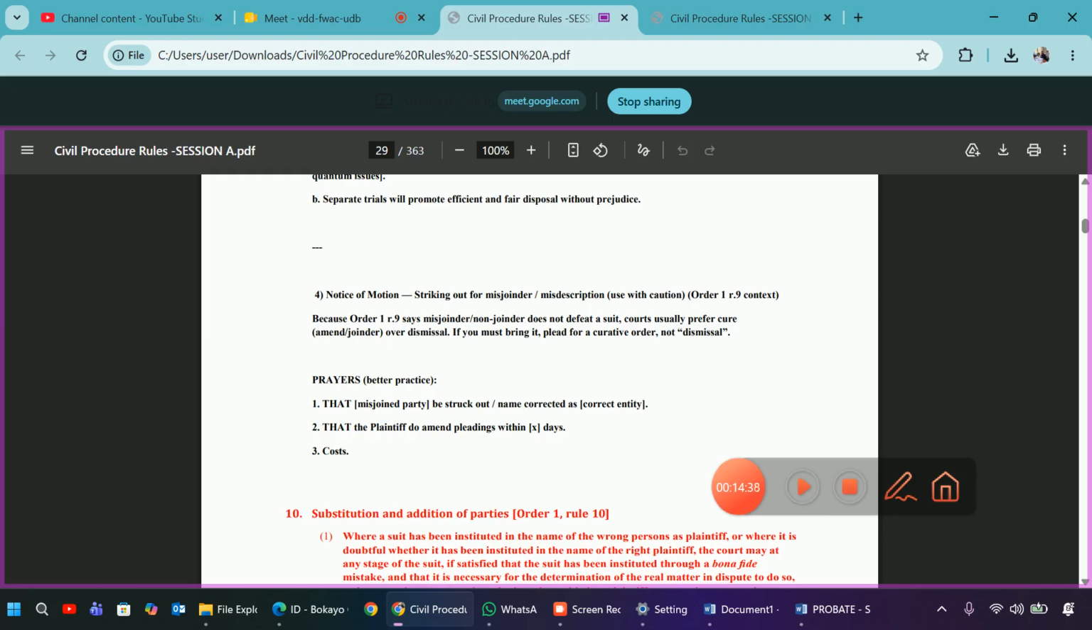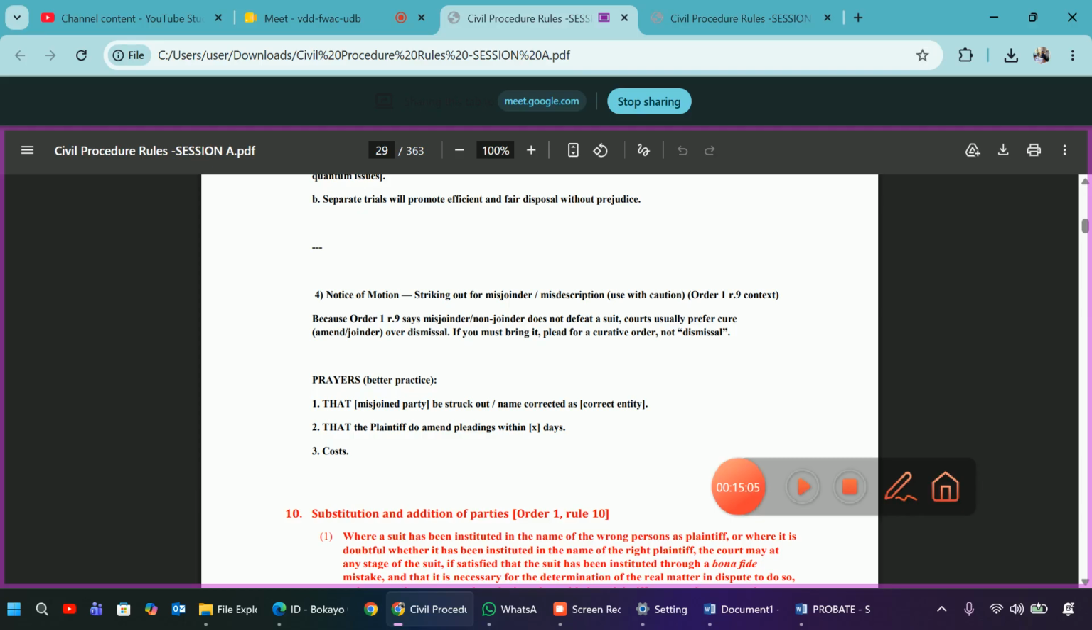What if now you have been told to do an application striking out for misjoinder or misdescription. This is to be used with caution pursuant to Order 1, Rule 9, because Order 1, Rule 9 says misjoinder and non-joinder does not defeat a suit. Courts usually prefer cure and amend or joinder over dismissals. If you must bring it, plead for a curative order, not dismissal.